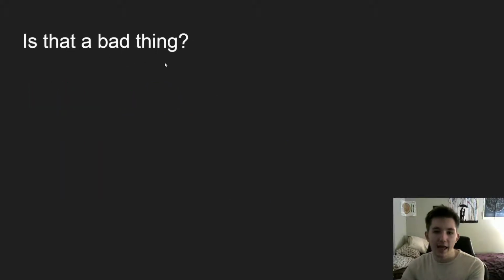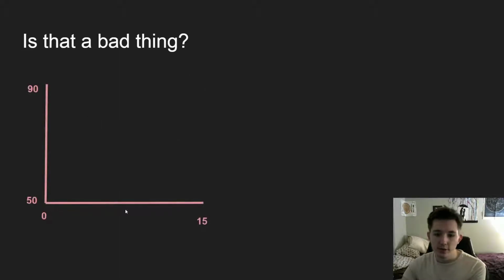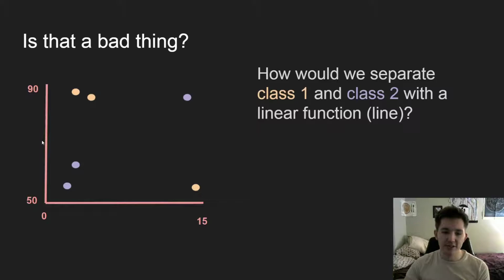So let's look at an example. Here is just some data, right? And say we have these points right here. These purple points are one class, or some class, and these yellow points are some other class. And we are tasked with classifying between these and training our model to do so. So how would we actually separate these two classes with a linear function? That is just a line in between them.